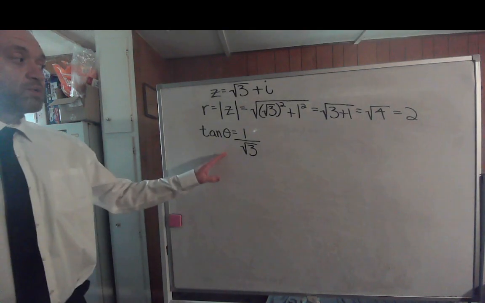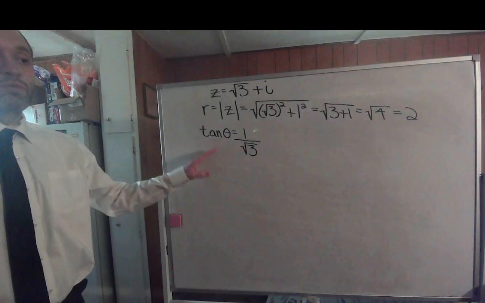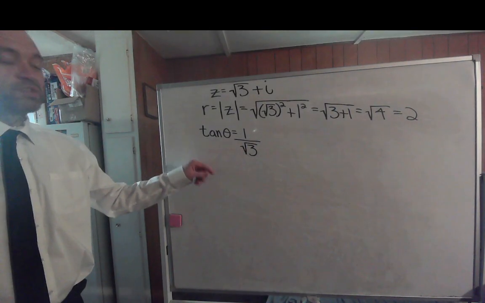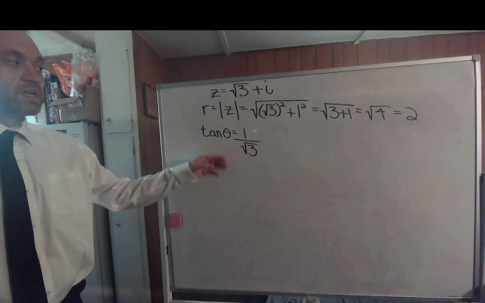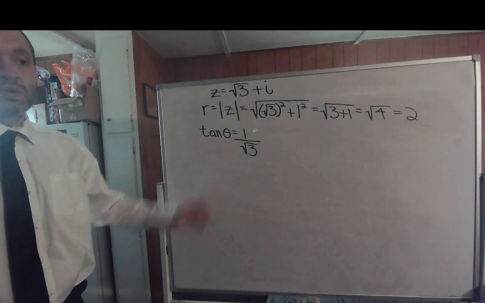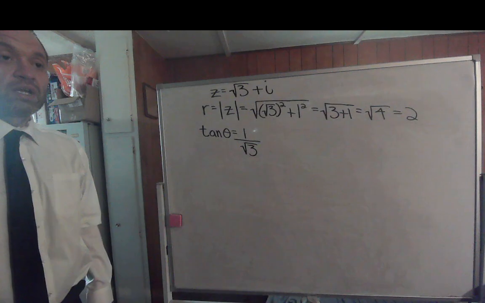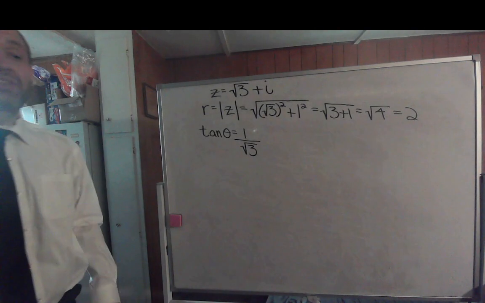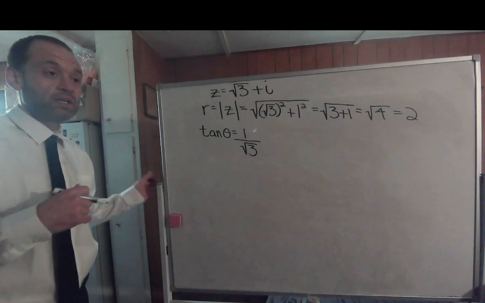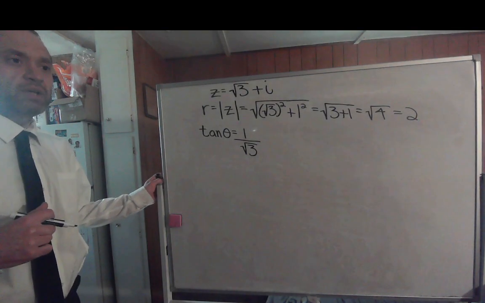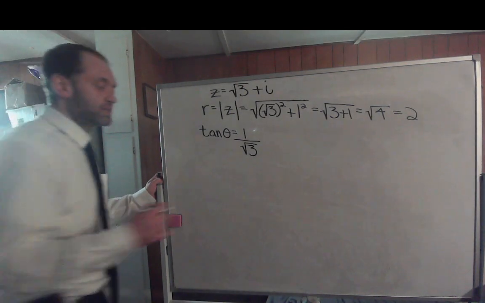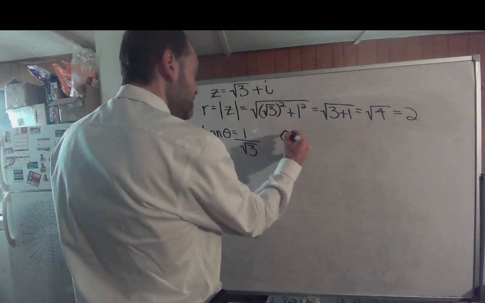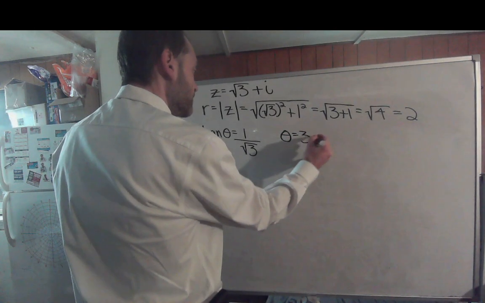Now what angle gives us an inverse tangent of 1 over the square root of 3, the tangent of theta being 1 over the square root of 3? Well, that would definitely end up being 30 degrees, right? That would end up being 30 degrees. So theta in this case would be 30 degrees.